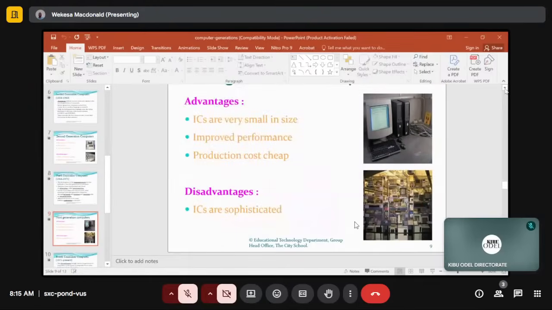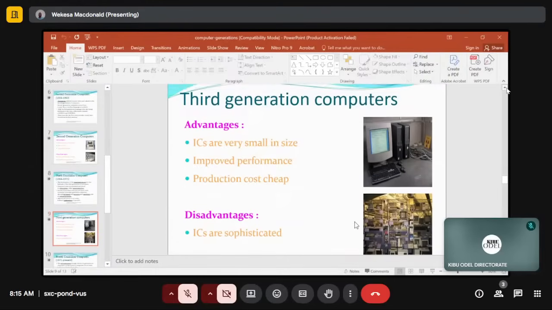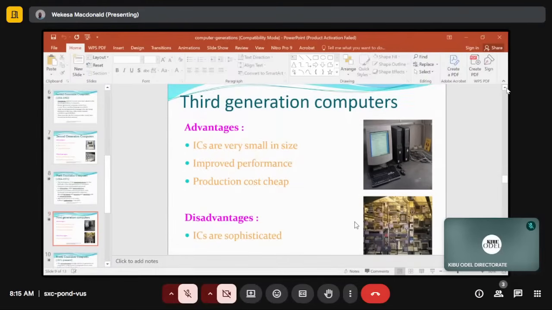Aya, tuendelee. Advantages of the third generation. Tumesema they were using IC, which made them to be smaller. Unajua kwa exam nikiona umeandika they were using IC which made them to be very smaller, hiyo ni full mark. Kama ni 10 out of 10 you get 10 out of 10. Hapo hakuna kubembelezana. Okay?